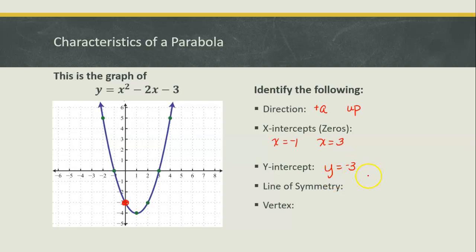The line of symmetry cuts through the middle of our parabola, cuts down right through here, and we can find that using the equation -b/2a. In this case, it is equal to 1. And the vertex always comes from our line of symmetry. In this case, it is (1, -4). And that's all review. So if you're struggling with any of that, you should go back to the last couple lessons and use those to get you some help.